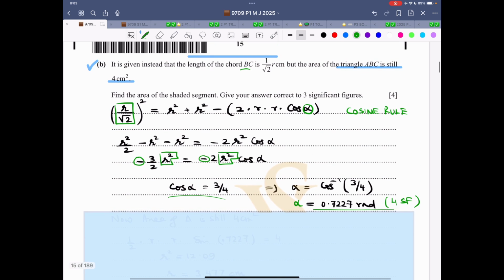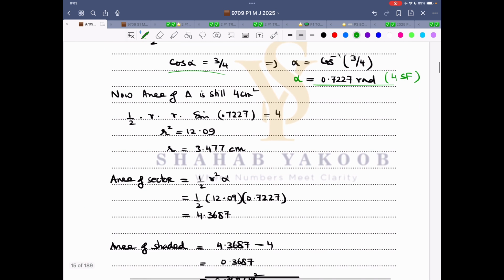Once you have the value of alpha, what are we interested in? Area of the shaded segment. So now the area of the triangle is still 4 centimeters square. Therefore, half into r into sine of this value is 4, and r comes out to be this much. Again, work in 4 significant figures. So of course, there is a new value of alpha. Let me highlight this. There is a new value of alpha. There is a new value of r.